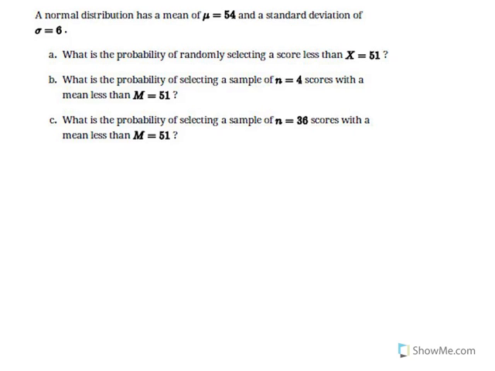First, let's start again by writing down what we know. A normal distribution has a mean of 54 and a standard deviation of 6. Now let's begin with A. What is the probability of randomly selecting a score less than 51? So we're looking for a probability of finding a score less than 51.